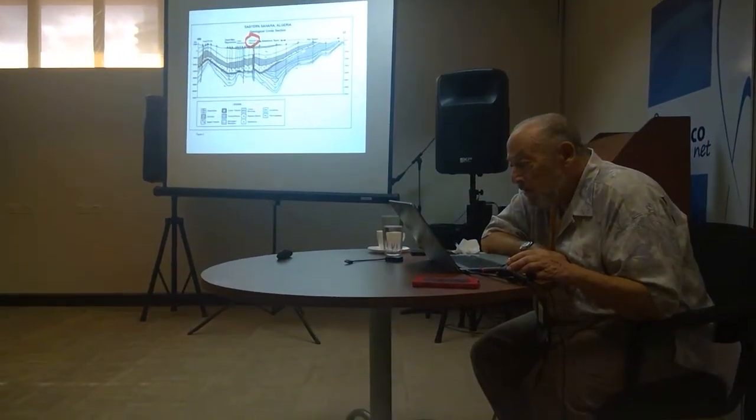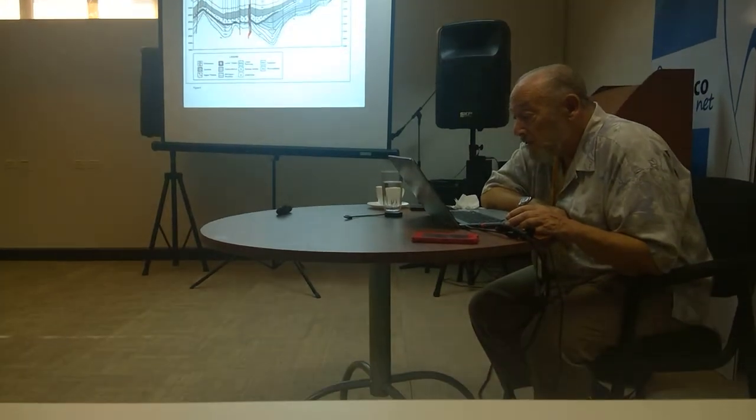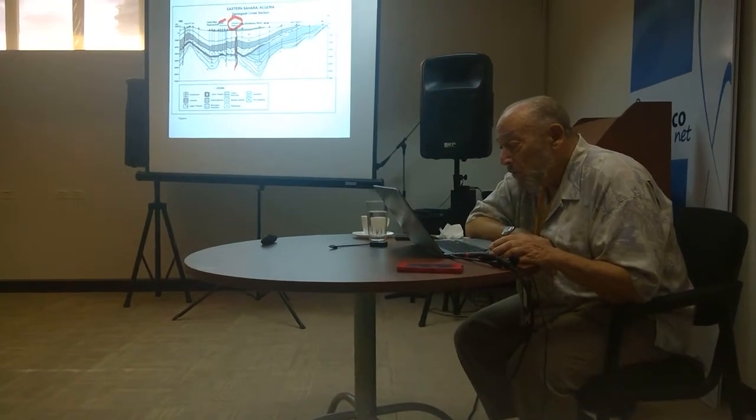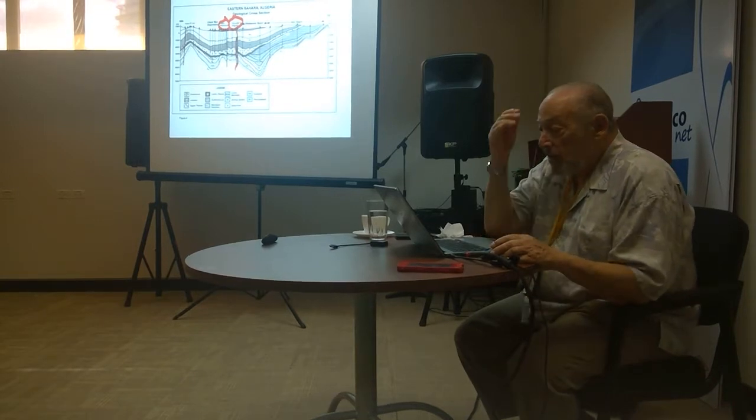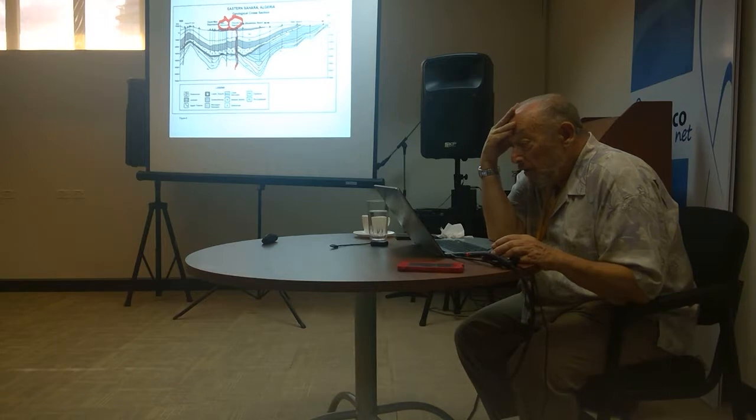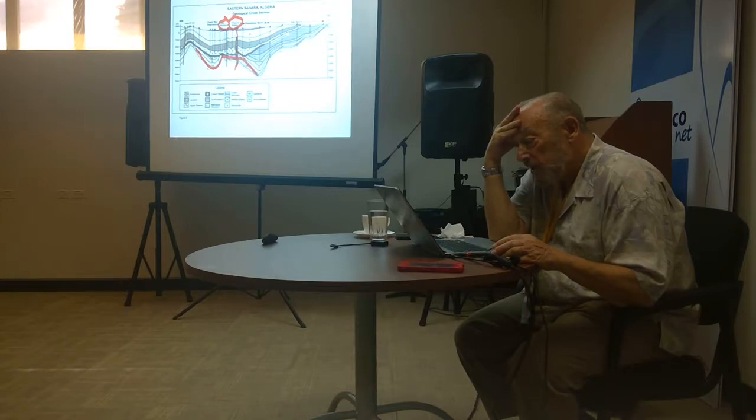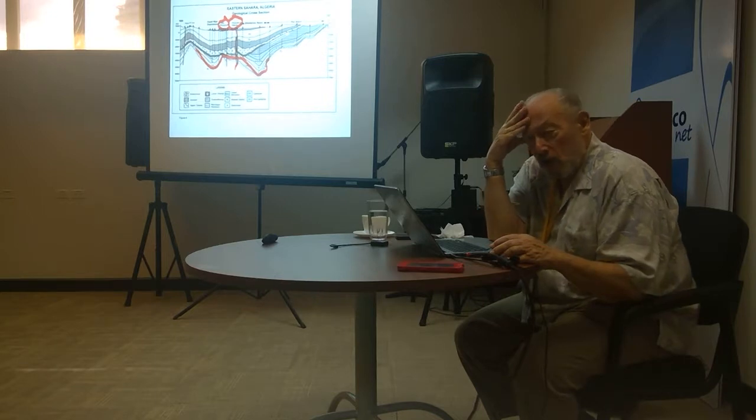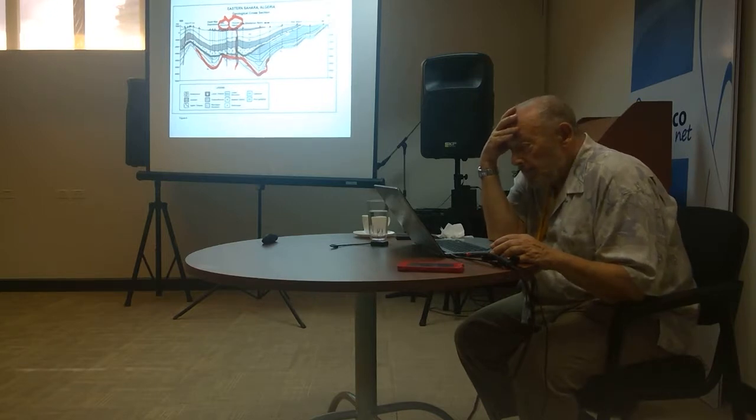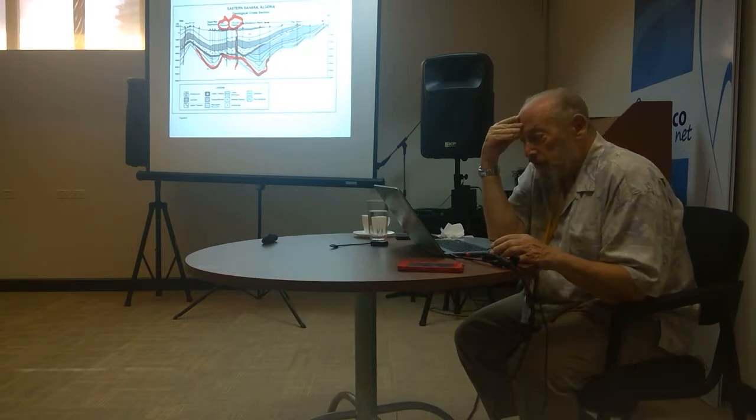Field, fault bounded, and the Hasse-Massant field, which is larger, is right there. The field is in the Cambrian, so this is the reservoir interval, the dotted Cambrian sandstone, and overlying that is salt. I forget the age of the salt, but it forms a seal to the reservoir.